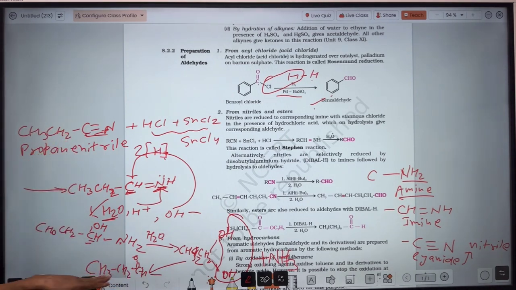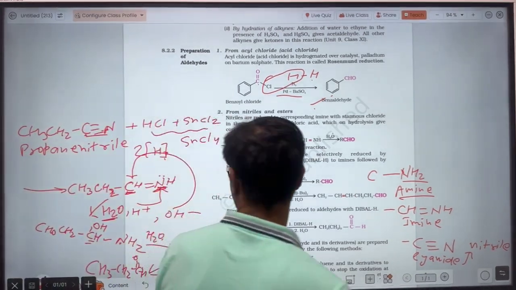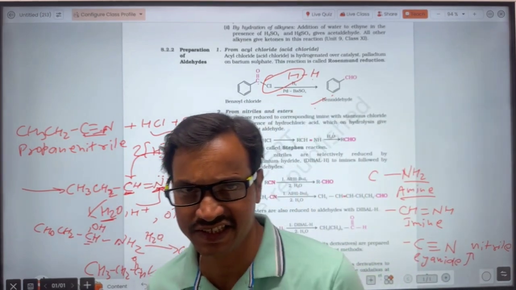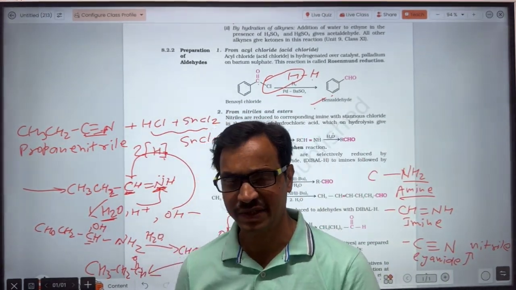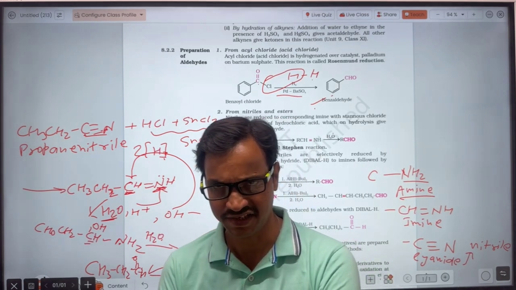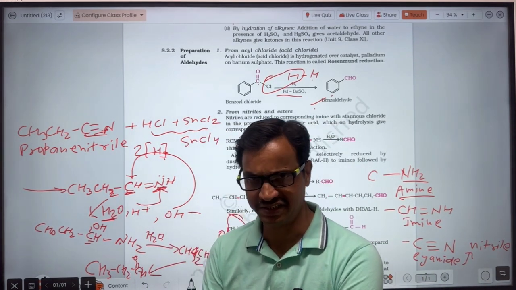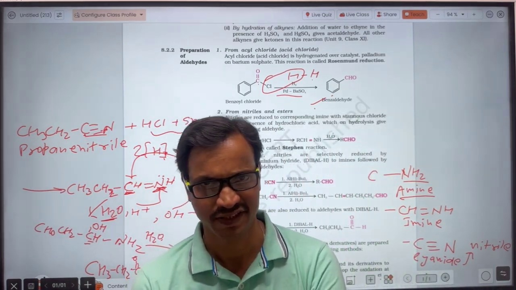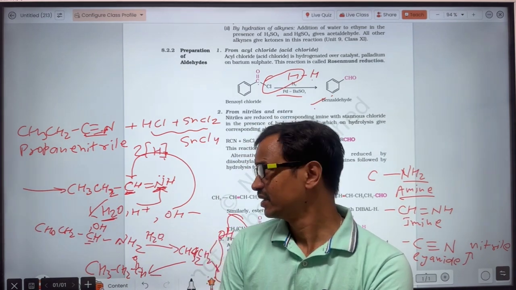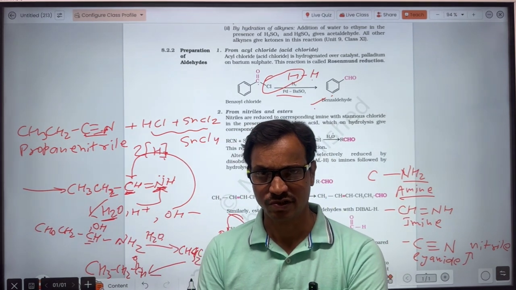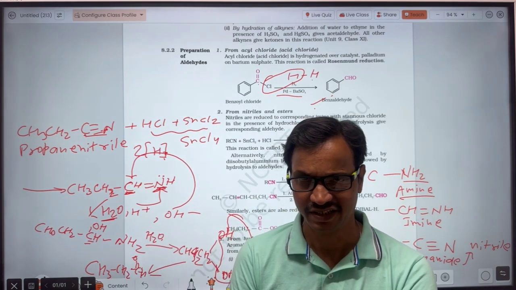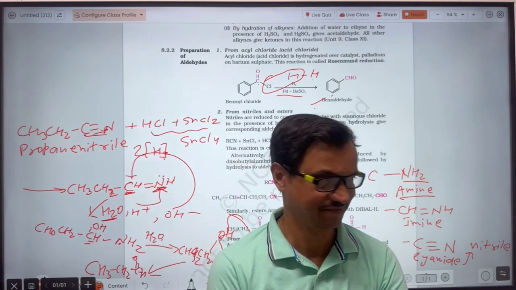So here propane nitrile has been used to prepare propanol. Okay, this reaction is called Stephen reaction. During a Stephen reaction, the nitrile will be treated with the mixture of SnCl2 and conc. HCl. As a result, there will be a formation of aldehyde and ammonia gas will evolve.